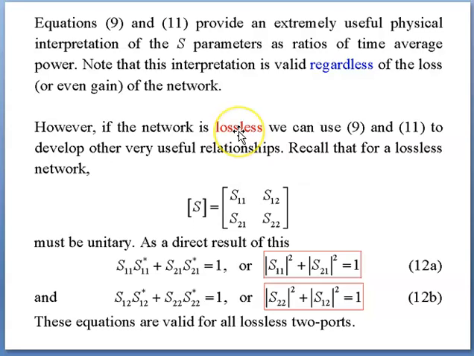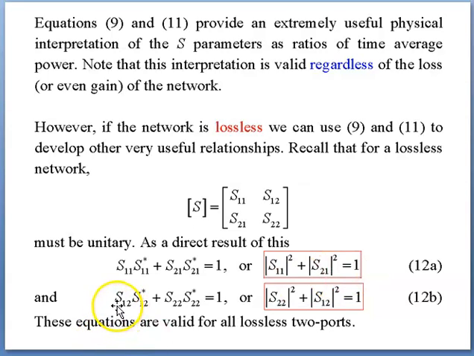So if you have a lossless network, your S parameters, which are S11, S12, S21 and S22, should be unitary. As a direct result of this, you will have S11 times S11 conjugate plus S21 times S21 conjugate is equal to 1. Or in other words, you will have S11 squared plus S21 squared is equal to 1.